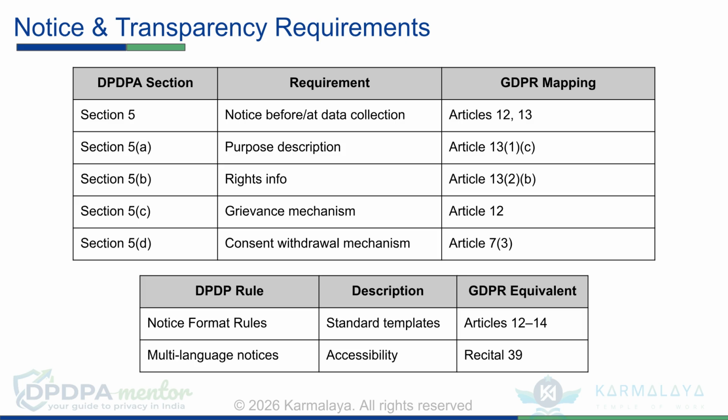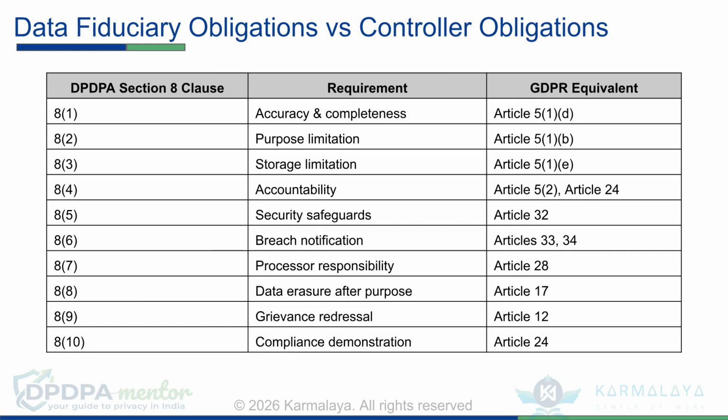Transparency is key. Section 5 of the DPDPA requires notice before or at the time of data collection, mapping to GDPR Articles 12 and 13. Specific rules also dictate the format and accessibility of these notices. The GDPR notice set is more detailed, especially on recipients, international transfers, legal basis, retention, and complaint rights. Section 8 of the DPDPA outlines the obligations of data fiduciaries, which mirror the responsibilities of controllers under GDPR, covering areas like accuracy, purpose limitation, and security safeguards.